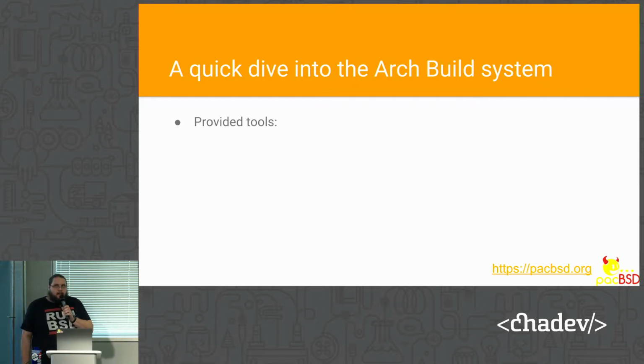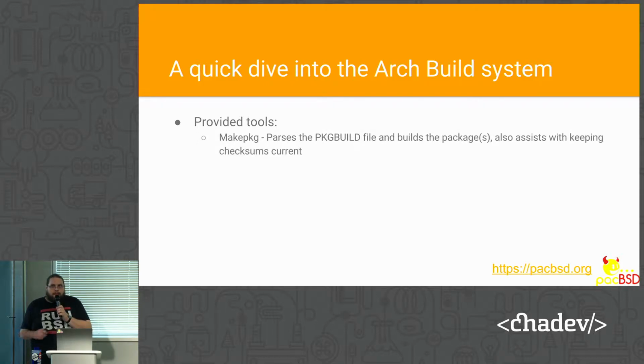So, a quick dive through some of the tools. You have the makepkg command that parses the PKGBUILD file. It builds the packages. It also assists with keeping checksums current. So it's able to look at the files it's just downloaded and anything else that it knows is a source, and it'll generate the checksum in a way that you can just pipe into the file itself.